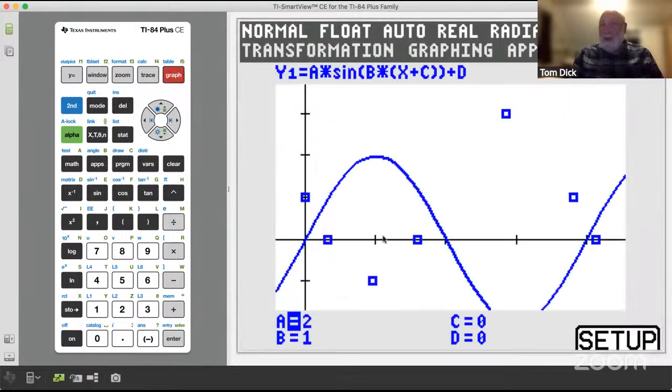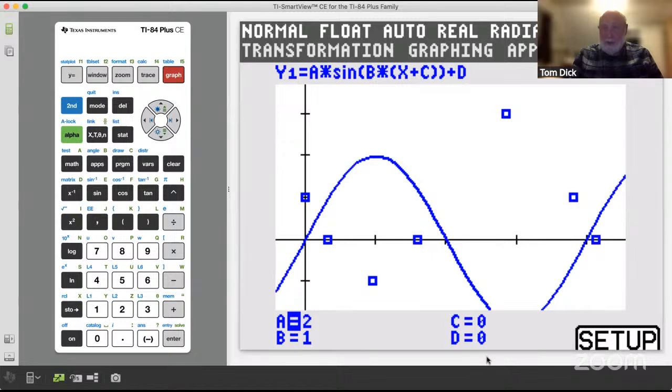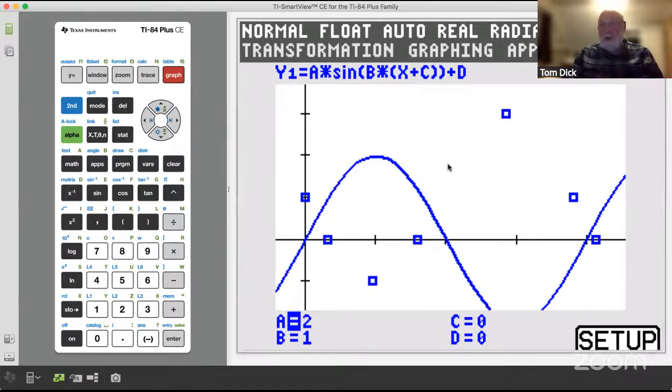And notice the different look here. I've got the same graph I had before, but it's showing me the values of A, B, C, and D. So if you enter a function involving any of the letters A, B, C, and D as constants, it will set up those for you to control their values at the bottom of the screen.